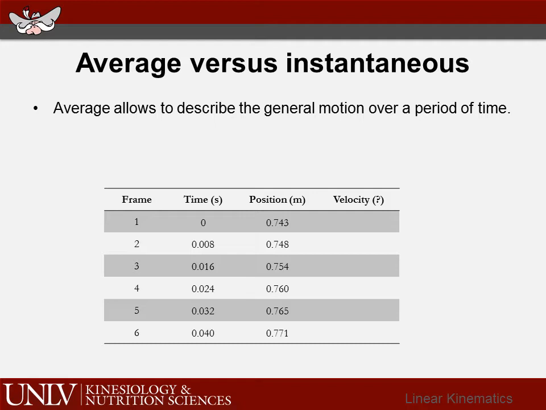So now I want to get into the concept and importance of average versus instantaneous calculations. Average allows us to describe the general motion over a period of time. What I've done here is a little data collected of the center of mass vertical oscillation. There are some small values here, but it's just a quick collection of points that will make things a little easier to understand, hopefully.